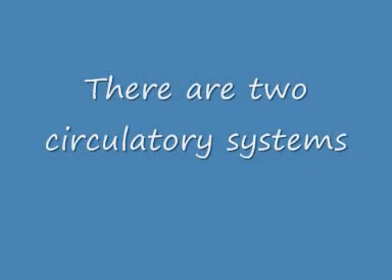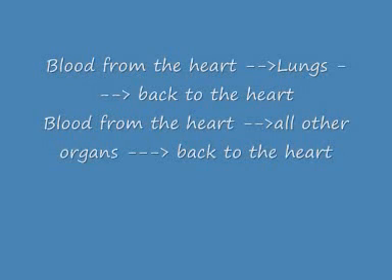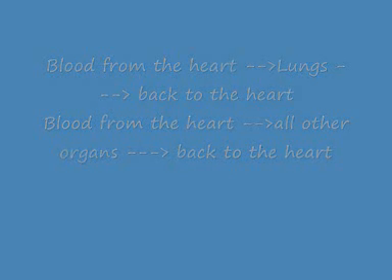There are two circulatory systems: blood from the heart to the lungs and then back to the heart, and blood from the heart to all other organs and then back to the heart.